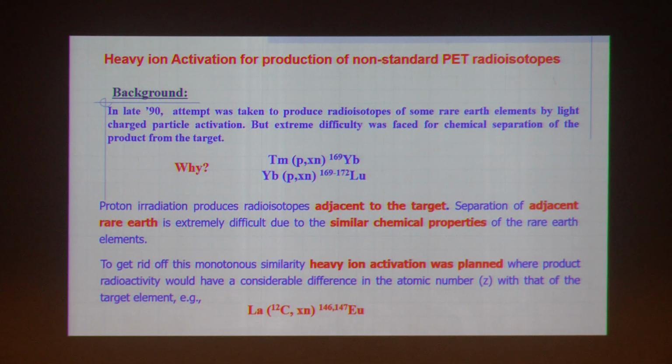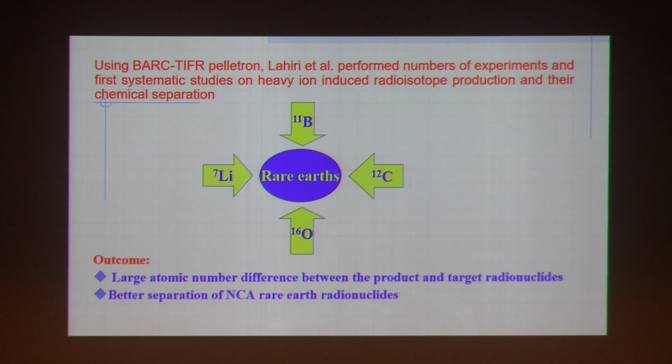So how can this be removed? This can be overcome by heavy ion activation, where the target matrix and the co-produced product have a difference in atomic number, and hence radiochemical separation can be easy. Using the BARC-TIFR Pelletron, this group performed a lot of experiments where they used 11 boron beam, 12 carbon beam, 16 oxygen beam or 7 lithium beam, with the objective that they could produce some of the radiolanthanides which are important in clinical application, and they could also separate these co-produced products from their target matrix easily.